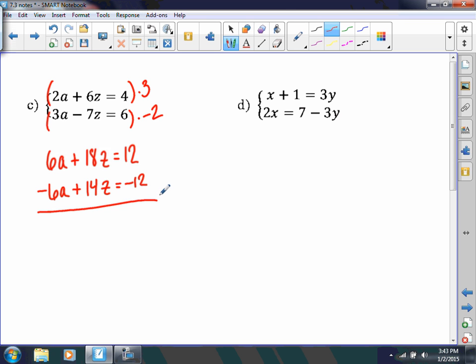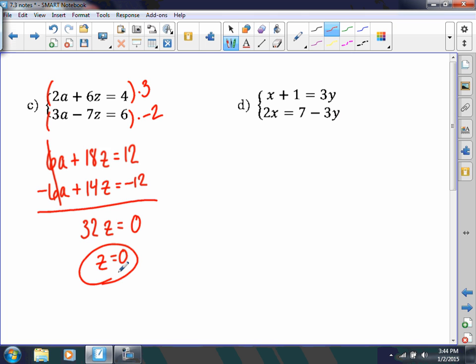Ooh, okay. Now, I have a 6a and a -6a, so they eliminate. 18 and 14 is 32. And here I get 0. And remember, when I divide 0 by anything, I get 0.